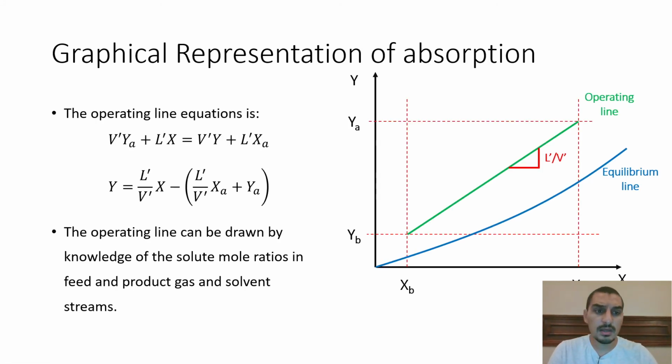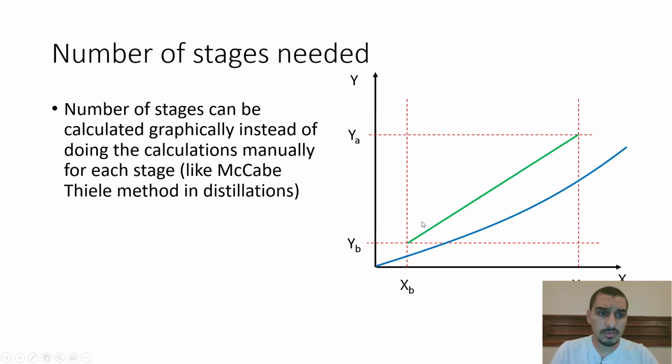Anyways, so now when we do the graphical representation, the equation is going to be like this. It's going to be L dash divided by V dash, which is constant now, so it's a constant slope line. It's going to be a straight line. So the operating line is going to take this shape, and the slope is L dash over V dash. And it's always above the equilibrium curve. And now to calculate the number of stages, all we need to do is do it the same way we did in the McCabe-Thiele diagram before: go down, left, down, left, down, left, and in this case we have 3 stages.